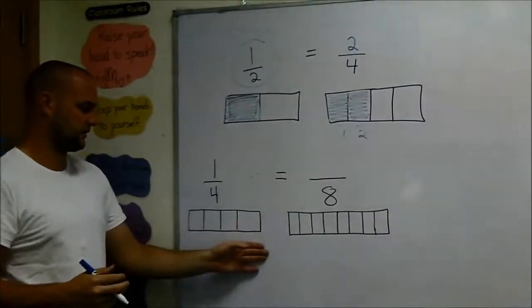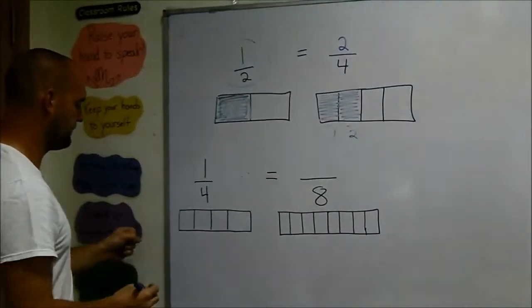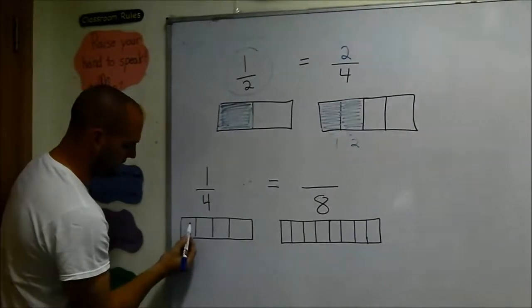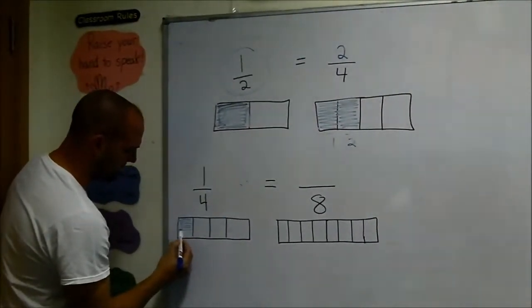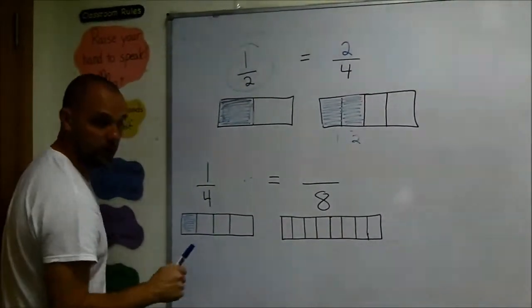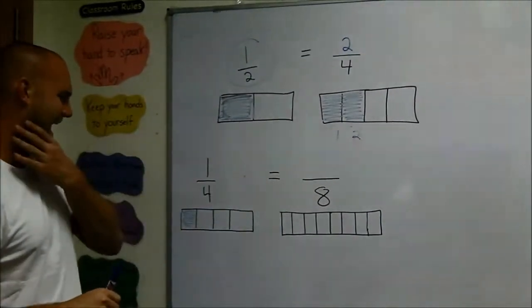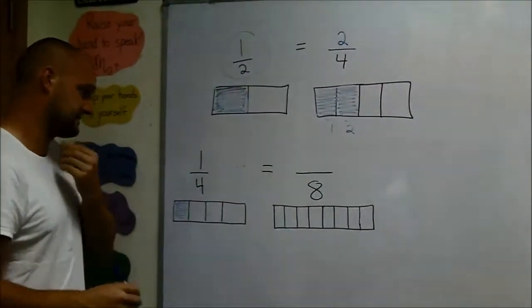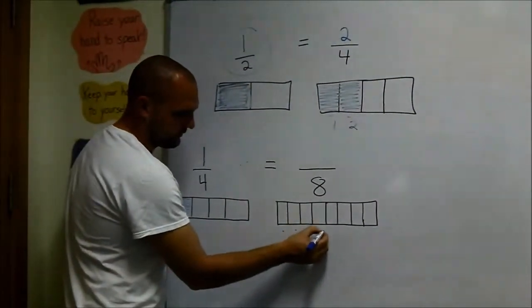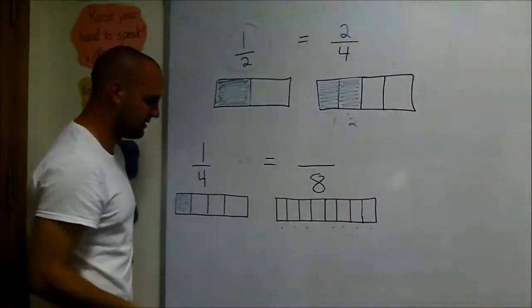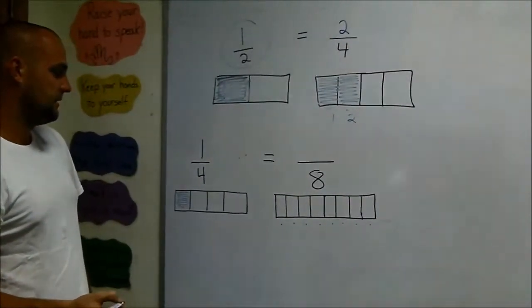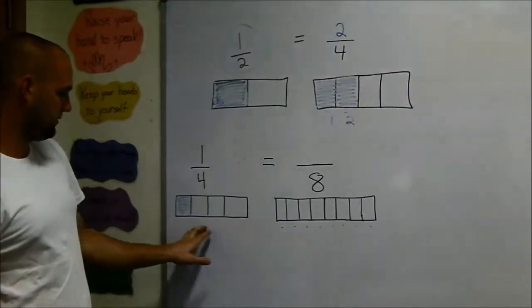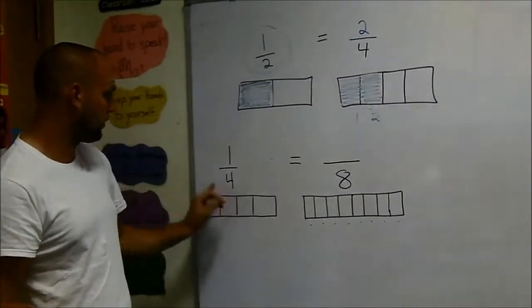We could make another rectangle. And I've already drawn them out. If I want 1 out of 4, we know that I have to color in 1 piece out of 1, 2, 3, 4. Okay? Now let's go over to the 8. Oh, this is cut into 8 different pieces. Let's count and check. 1, 2, 3, 4, 5, 6, 7, 8. So our denominator is 8. Okay, so we need to color in 1/4 of this.